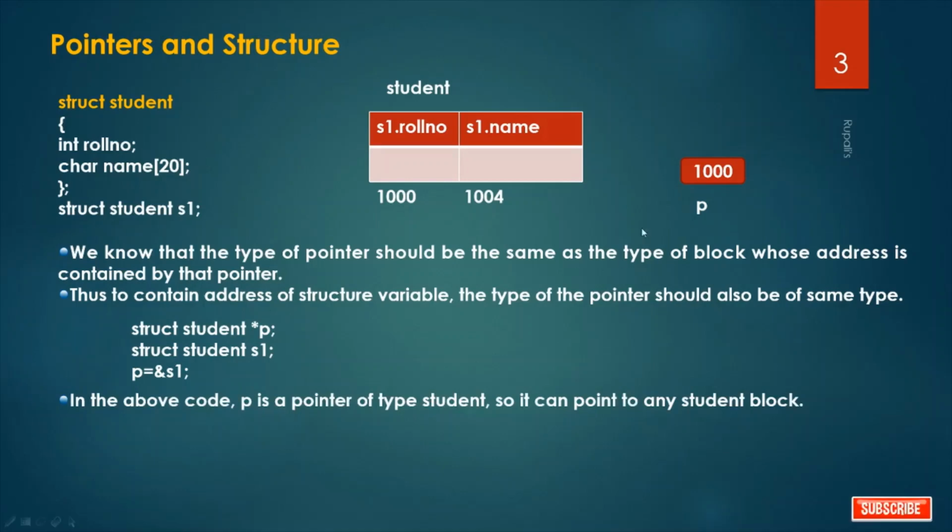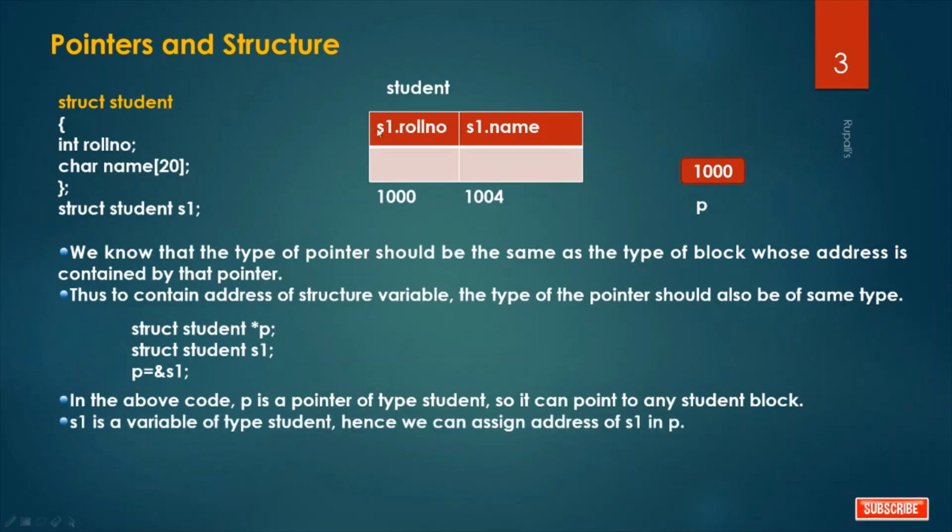In the above code, p is a pointer of type student, so it can point to any student block. p can hold the address of structure student. s1 is also a variable of type student. So we can assign the address of s1 to p.